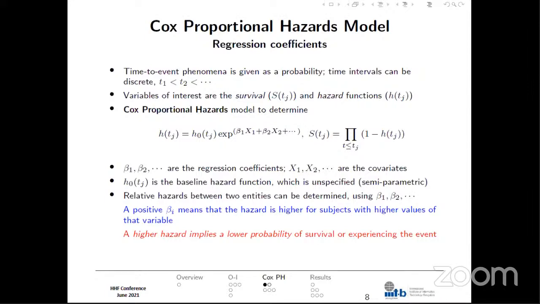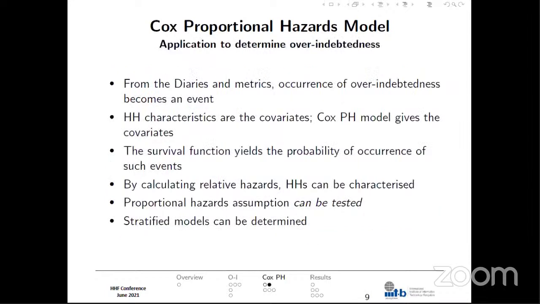That's basically what we want to analyze using this particular approach with the financial diaries data. So how do we go about doing this? From the diaries data and all the definitions that we have considered for over-indebtedness, we pose the occurrence of over-indebtedness in a household as an event.